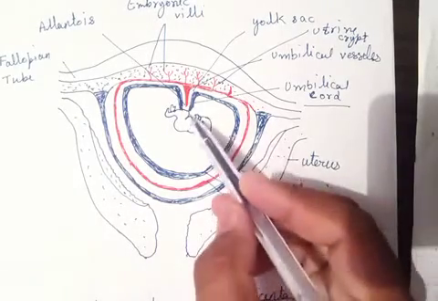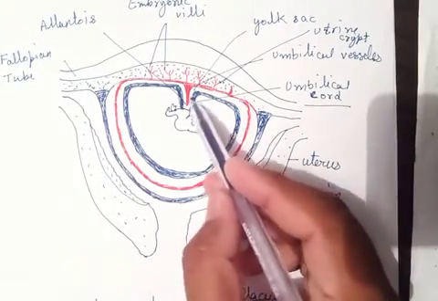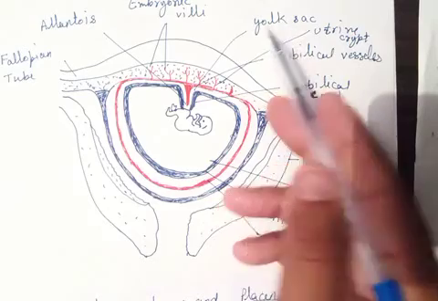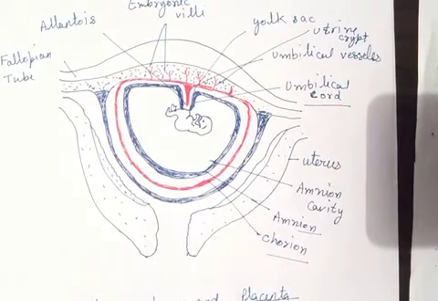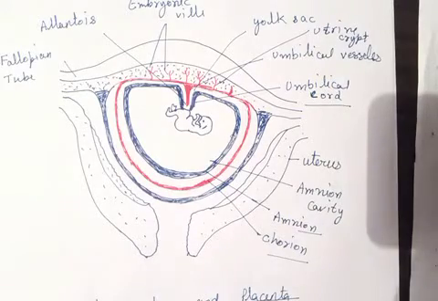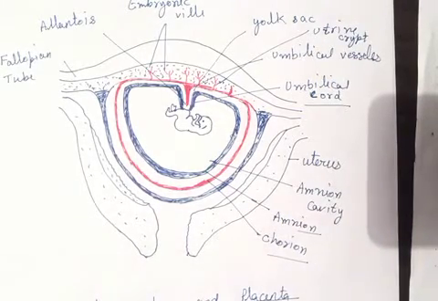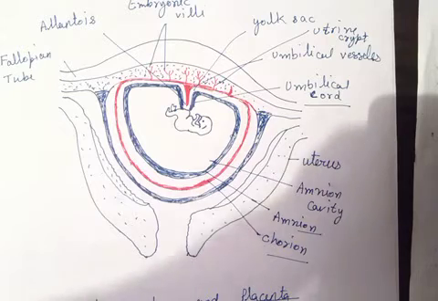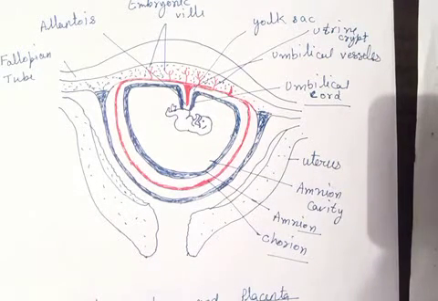On the upper side of the embryo there is the yolk sac. The yolk sac is basically a vestigial organ which is required in oviparous animals like reptiles and aves, but we know mammals are viviparous, so here there is no need for a yolk sac, but it is a vestigial organ. It consists of some nutrients.